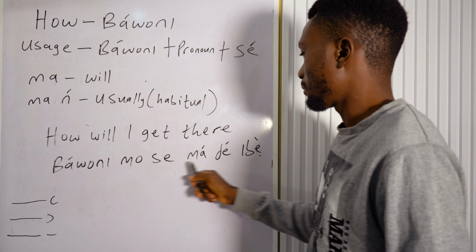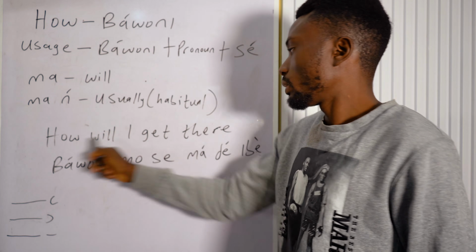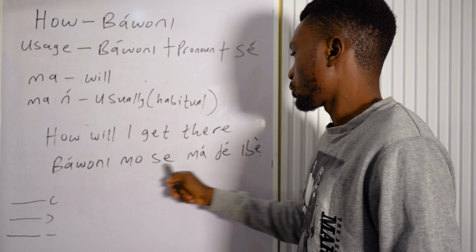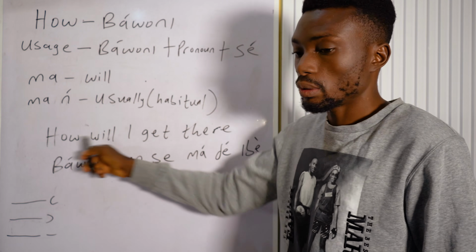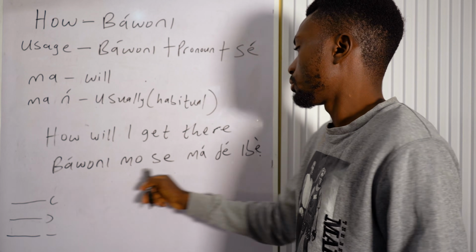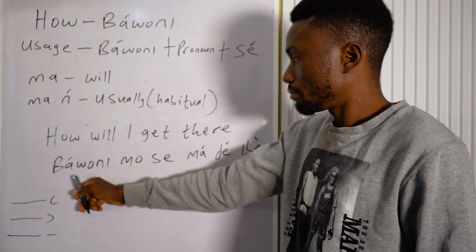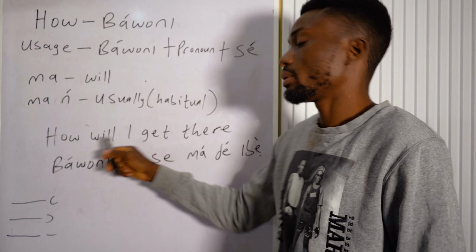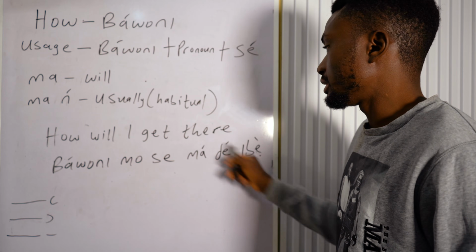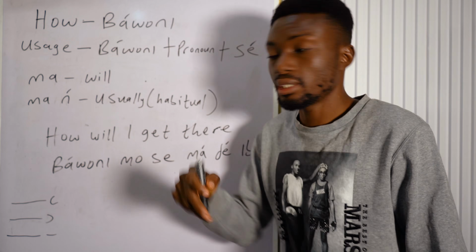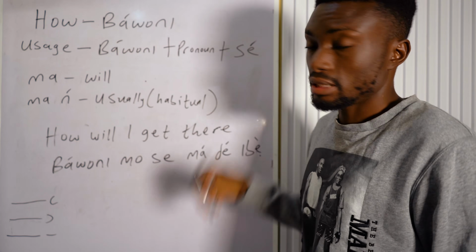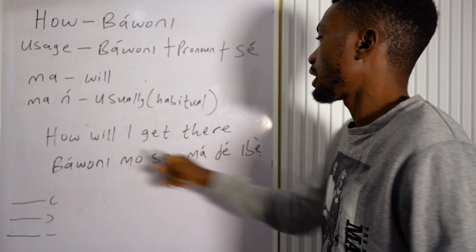Báwo ni mo ṣe máa dé ibẹ̀? How will I get there? Ibẹ̀ is there. Ibi is here. So báwo ni mo ṣe máa dé ibẹ̀? How will I get there?